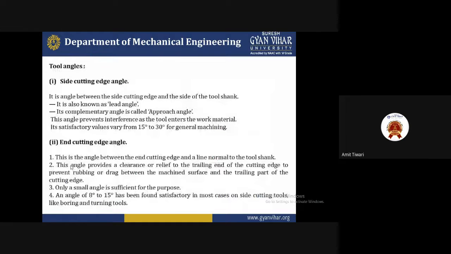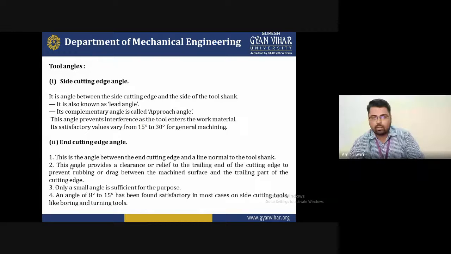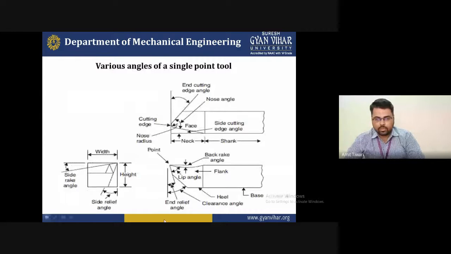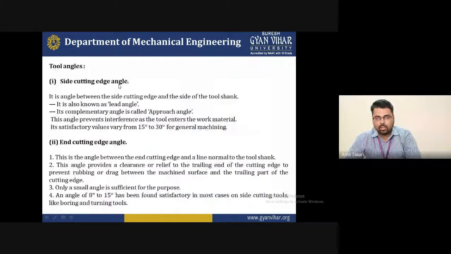The second is the tool angle. What is tool angle? Side cutting edge angle is defined as the angle between the side cutting edge and the side of the tool shank. It indicates the difference, or we can say it is the angle, between the side cutting edge and the side of the tool shank. Basically, you can see in this diagram the side cutting edge and the side of the tool shank are mentioned. So we can say that it is the side cutting edge angle.